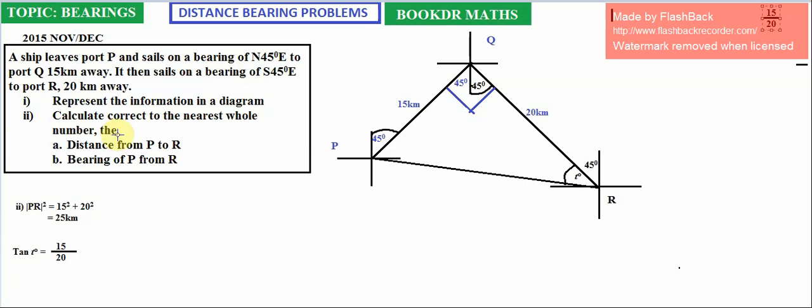We will make T the subject. So theta will cross the equal sign, and when it crosses the equal sign, tan will cross the equal sign, and it becomes tan inverse. So we are going to find tan inverse of our fraction.